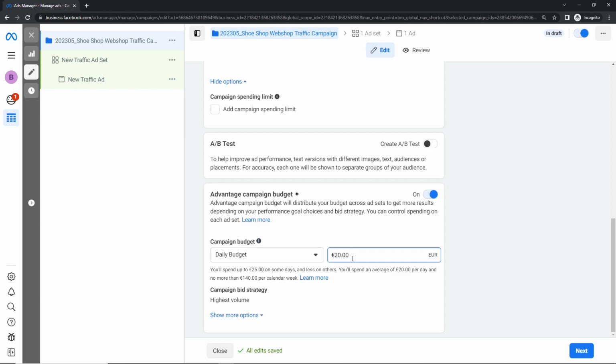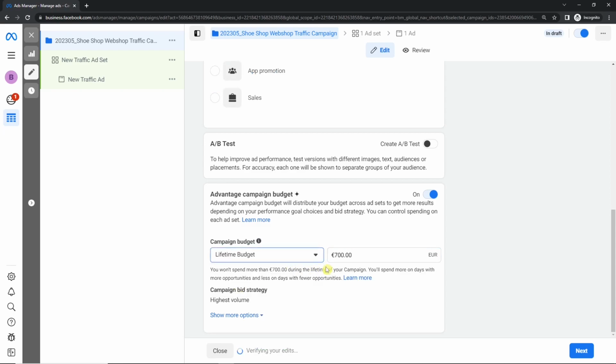But it doesn't mean that you spend a straight 20 per day, but rather sometimes 25, on the next day maybe only 15, and so on and so on. But you can use the daily budget if you want to make sure that you have a fixed budget per day. Because the other option would be the lifetime budget.